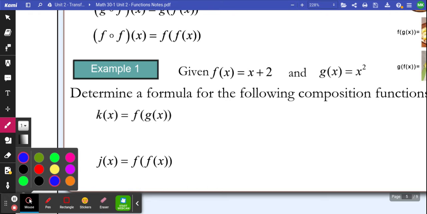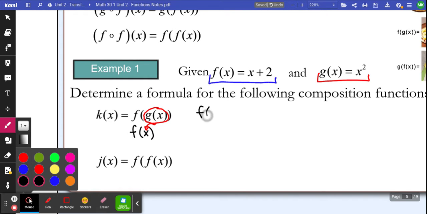So look at this guy. You're given f of x, which equals this, and g of x equals x squared. We're going to do some composite functions here. So k of x is going to become f of g of x. Normally, we write it like this, f of x. What they're saying is replace this for x in function f. So f of x looks like this.